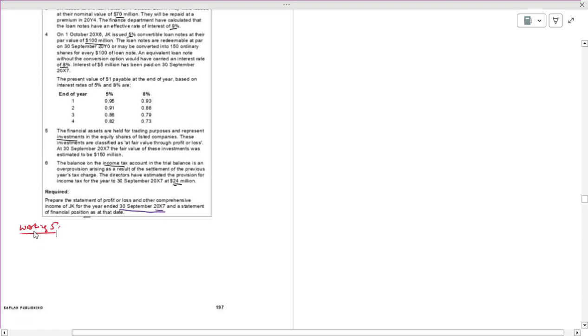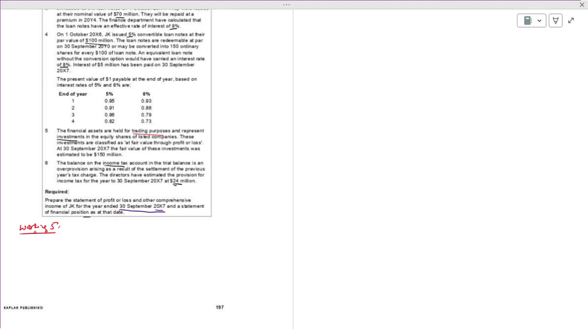The financial assets are held for trading purpose. For trading purpose means what? Is it short term or long term? Short term. Okay. And it represents investment in equity shares of a listed company. These investments are classified at fair value through profit and loss account.